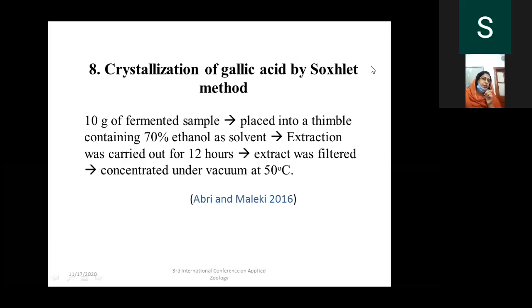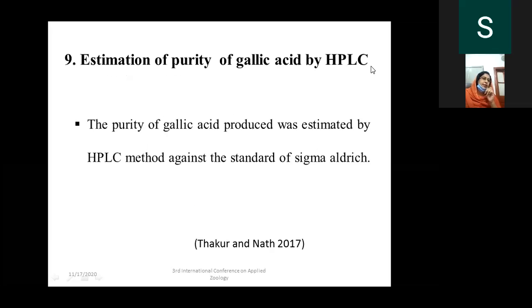Then after the optimization of all the conditions, the gallic acid was crystallized by using the oxalate method, and in this case 10 gram of the fermented sample was placed in the Soxhlet apparatus, and 70% ethanol was run for the extraction for up to 12 hours. Then the extract was filtered and concentrated under vacuum at 50 degrees centigrade.